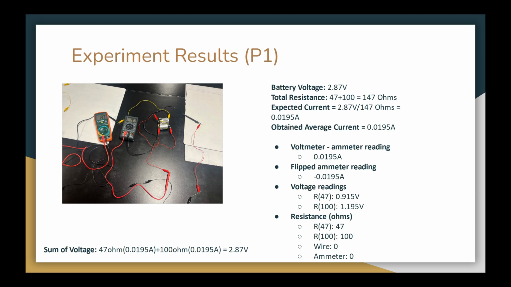For the ammeter, we got the reading as shown, but when we flipped it, we got a negative number because the ammeter reads the current flowing in one direction. So if we flip it, we get a negative current. The voltage readings for the 47 ohm resistor were as shown, and the resistances are not present in the wire or the ammeter, they're only present in the resistors. And the sum of the voltage was 2.87 volts, which matched what we expected.